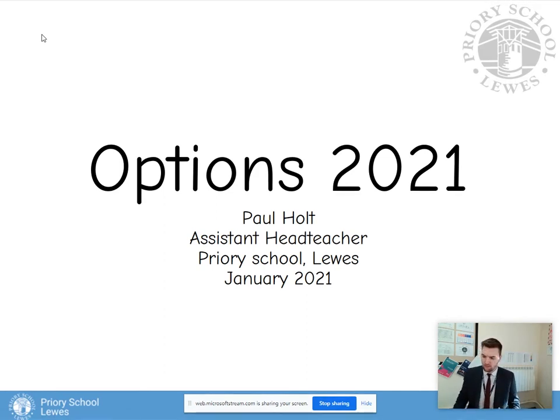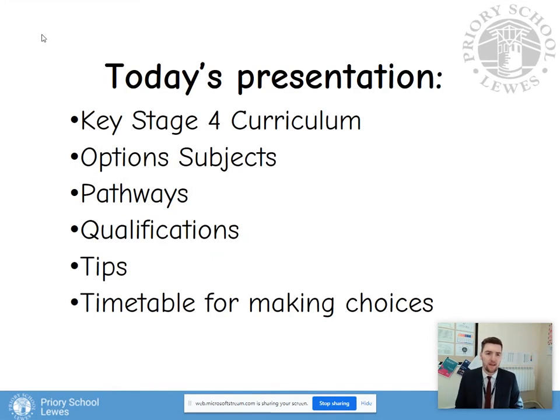So I'm going to talk through today the following things. I'm going to talk about our Key Stage 4 curriculum, what our offer is to you over the next 2 years, our option subjects, our pathways, how you get there, what you're going to do, what qualifications you'll end up with, some tips for this process, and finally the timetable for making choices. Okay, because there are some key dates that you need to work with us to complete, because obviously we want you to be able to get the option that you would like to do.